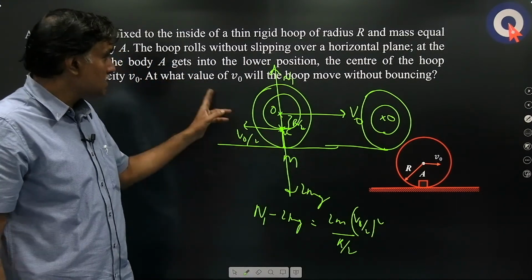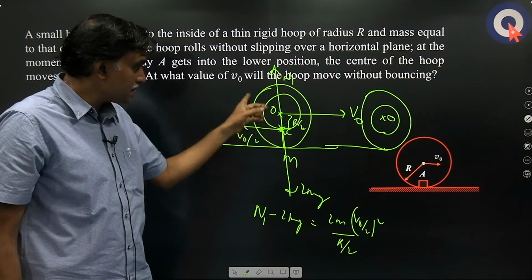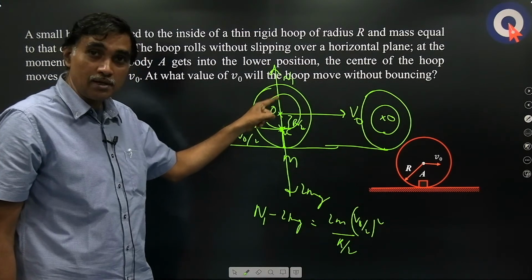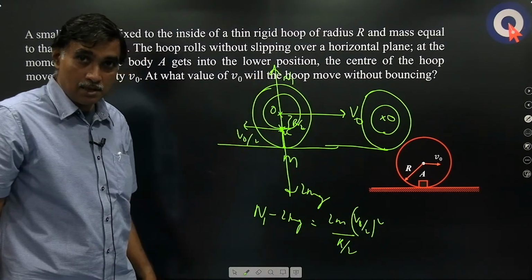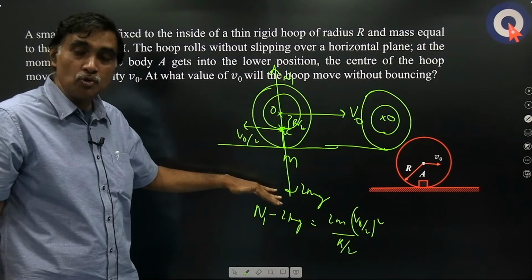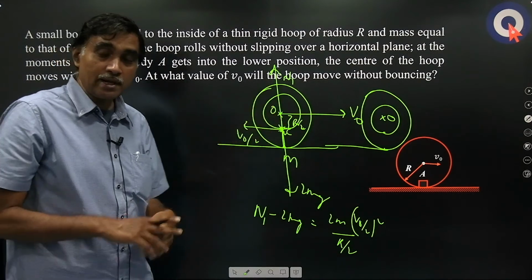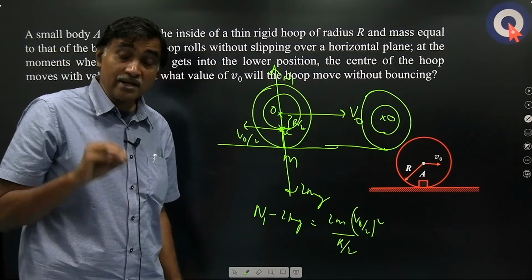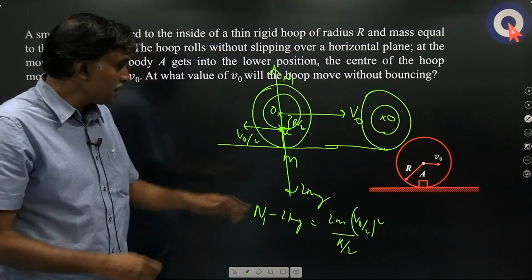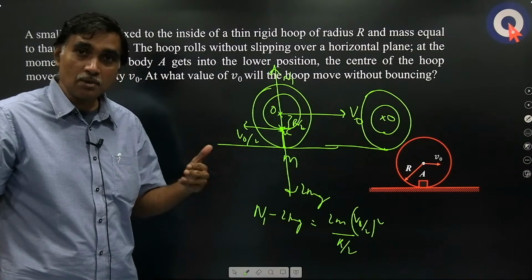But the question asked is, at what value of V naught will the hoop move without bouncing? As the center of mass goes towards the topmost point, the normal force continuously decreases. If the normal force does not become 0 at the highest point, it does not become 0 anywhere, and then the hoop does not lose contact with the ground. The normal force is minimum at the highest point, so if it does not lose contact there, it does not lose contact anywhere. So, for the minimum value of V naught so that it moves without bouncing, we will assume the normal force is 0 at the highest point.